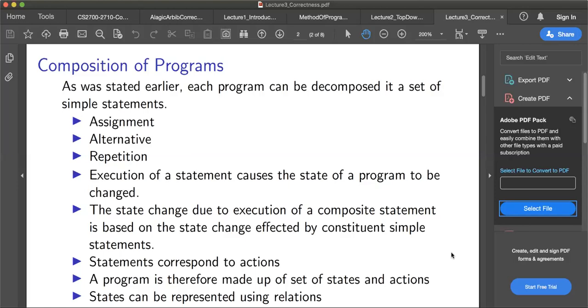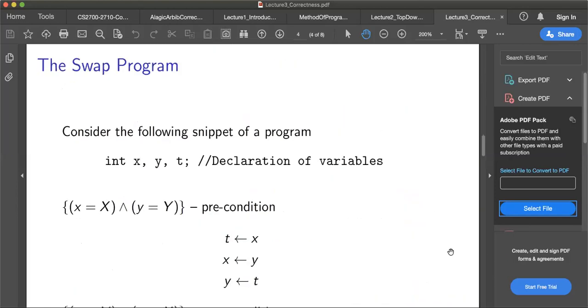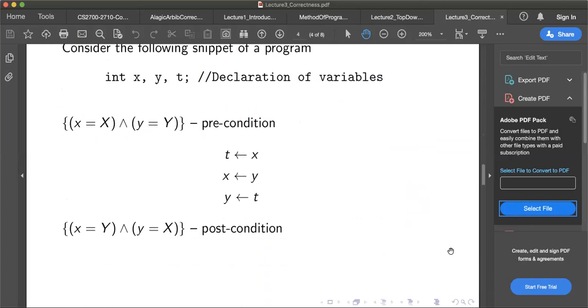Good morning, class. In the last class, we talked about the composition of programs in terms of the assignment, the alternative, and the repetitive statements. We also learned about what are called preconditions and postconditions. We saw a few programs about that, where a precondition is an assertion that is true before a program is executed, and a postcondition becomes true after the execution of the program.